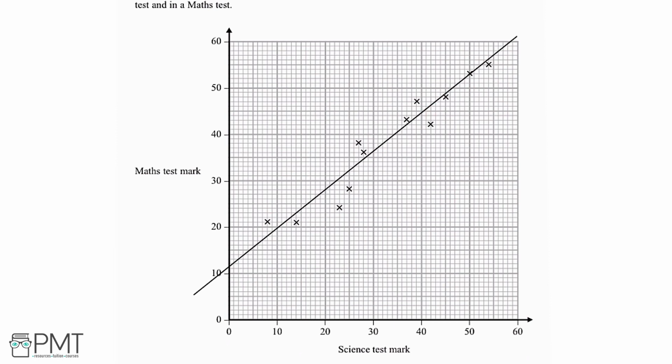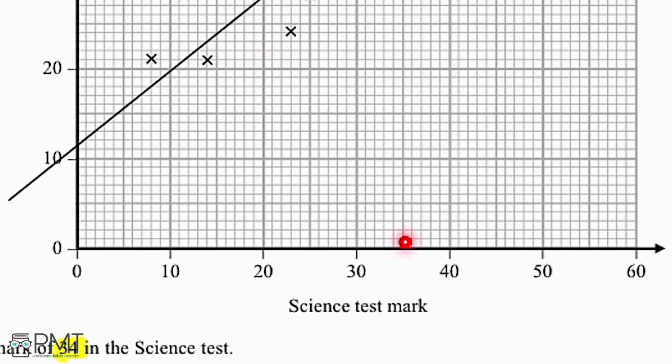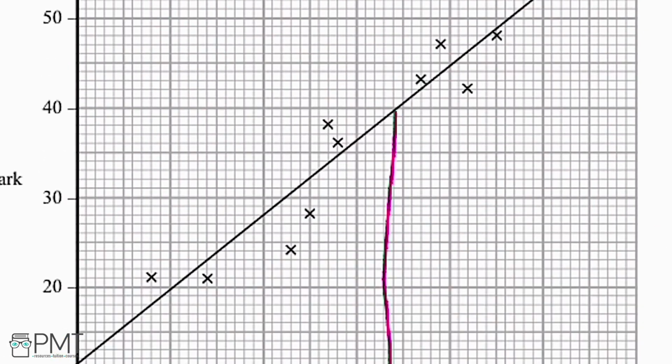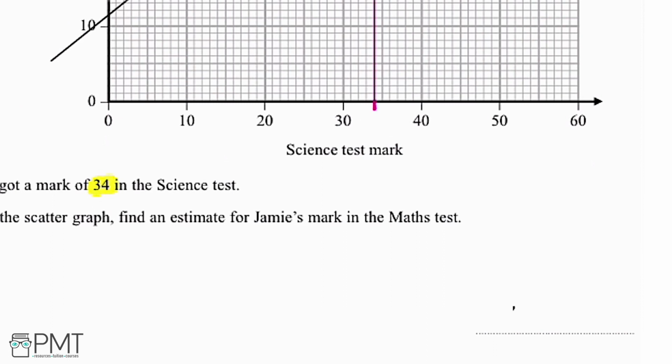Perfect. So now we need to use the scatter graph to find an estimate for Jamie's mark in the maths test. So Jamie got 34 in the science test. So if we find 34 in the science test, here we've got 35. So 34 is 1 less than that over here. And I'm going to go up from there until I hit my line of best fit. Then we go along from there to get an estimate for the mark in the maths test. And we see that goes along to a mark of 40. So our estimate is 40 in the maths test.